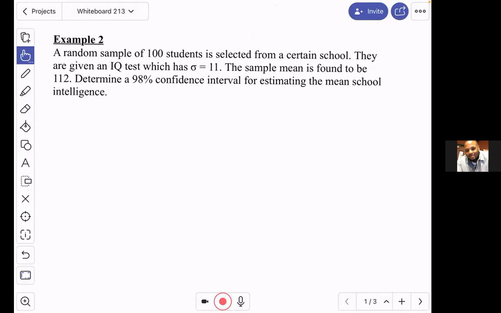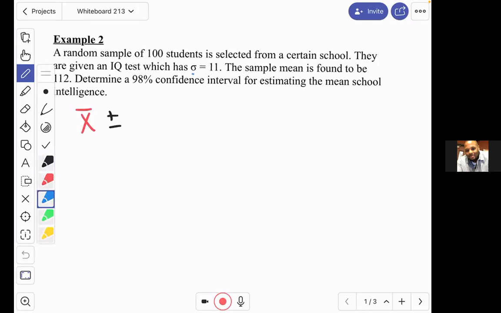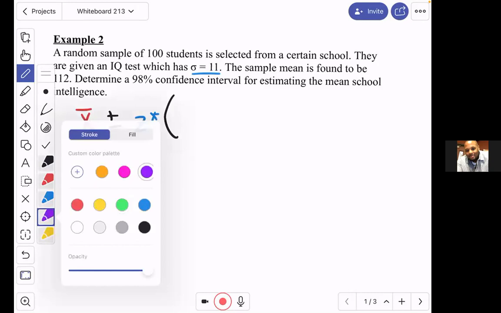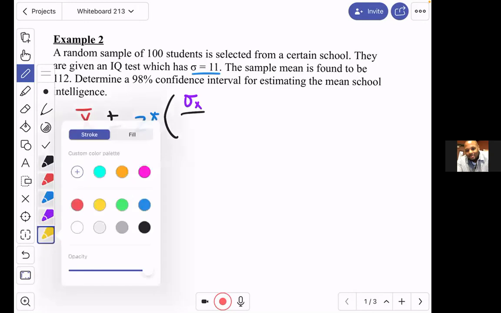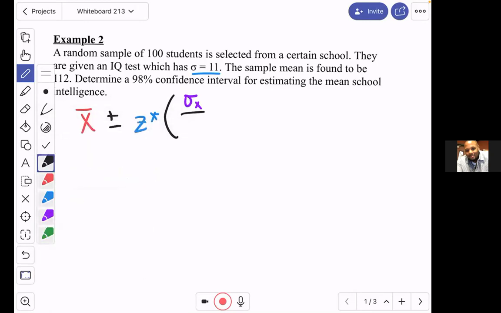All right. So I'm gonna do it both ways. I'll do it by hand, and I'll also do it with Excel. When I do it by hand, the first thing I need to do is remember the formula for any confidence interval for the mean: X bar plus or minus. Because sigma is known, because they give me sigma here, it's going to be Z star times the standard deviation, sigma x, divided by the square root of the sample size, which we call n.